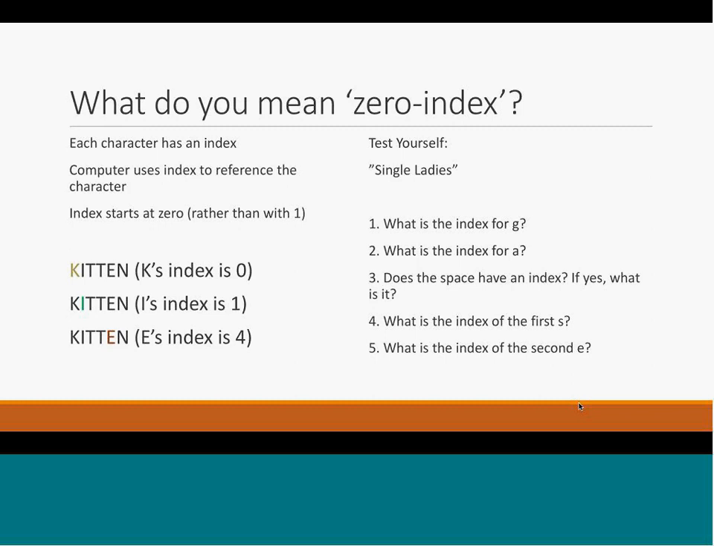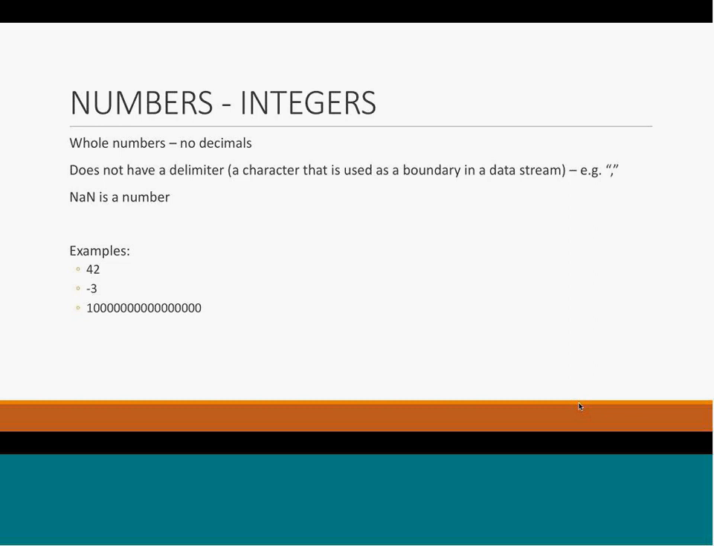So, moving on. Numbers have two different types: integers and floats, which we will address next. Integers are whole numbers that have no decimals. They have no delimiter, and a delimiter is a character used as a boundary in a data stream, right? We typically write 1 million as 1, comma, 0, 0, 0. That comma is a delimiter because it separates the 1 from the next 3 zeros. Integers in JavaScript do not have delimiters, so when you write 1 million, do not use the comma. It'll freak out the computer.